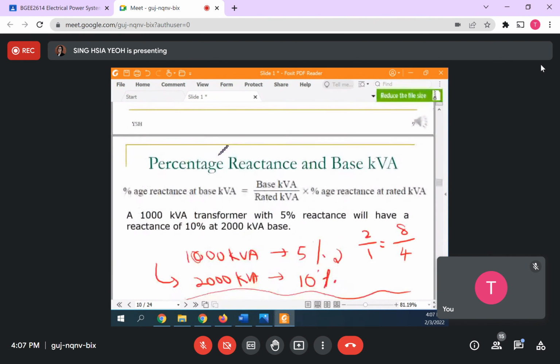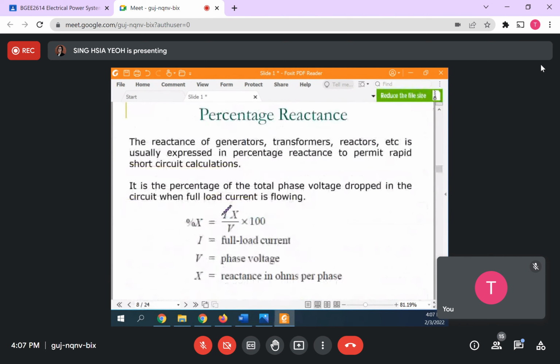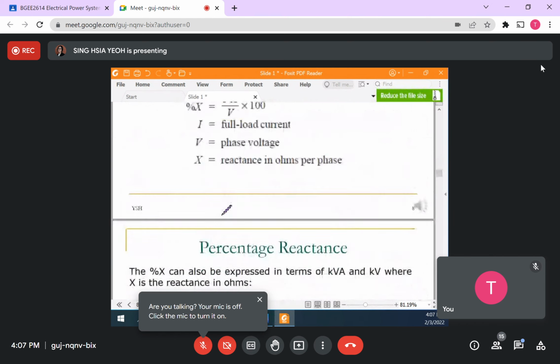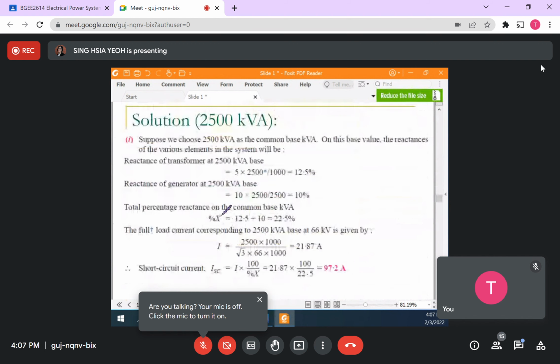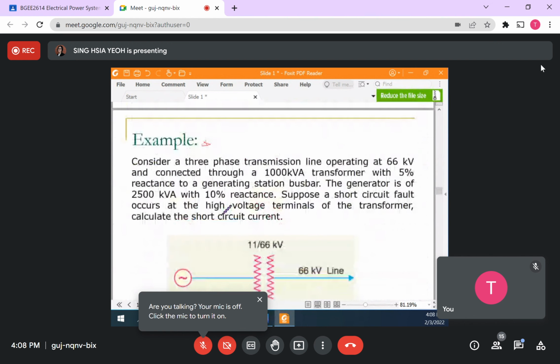This kind of percentage and short circuit questions are important in your midterm test. Your midterm test covers until lecture 6, this chapter.